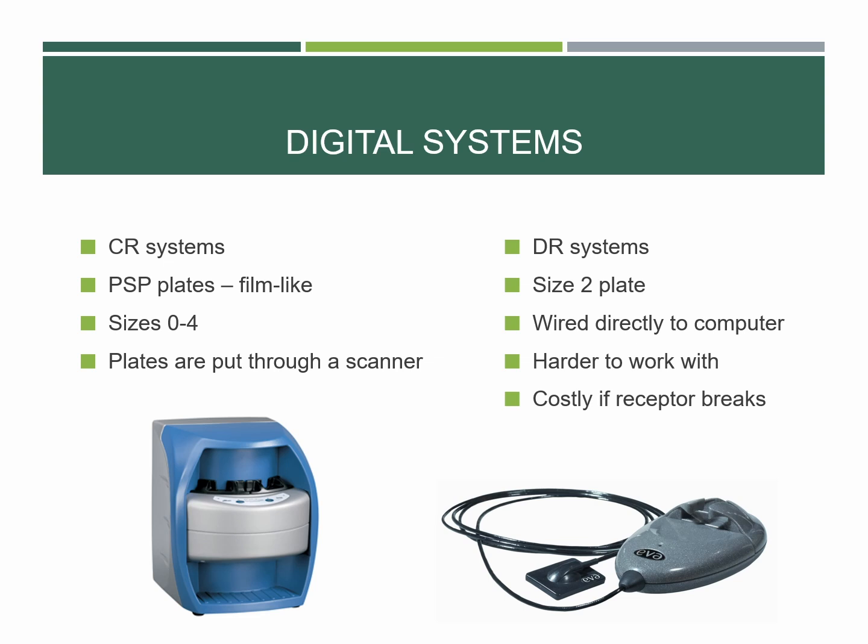The DR system is our digital system, like the digital machine we use for our whole body, but it's really small. The one we have is a size 2 plate. Most clinics will only get one size because it's really, really expensive. They're wired directly to the computer. They are so handy in the sense that you can immediately get an image, and if you don't like the way your image is set up or the angle, you can adjust it because you can leave it in the mouth.